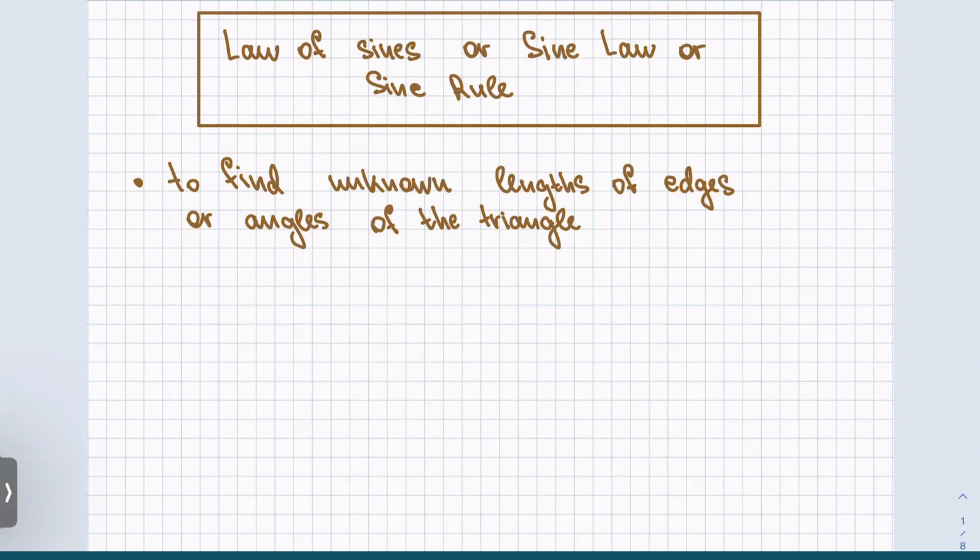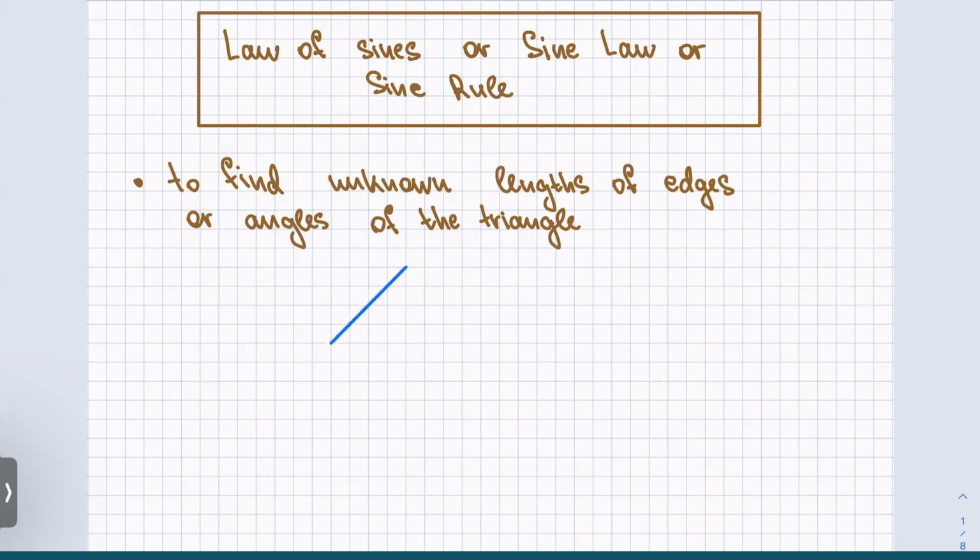The law of sines can be applied to find unknown lengths of edges or angles in the triangle. And it doesn't matter what type of triangle it is. We will be considering any type of triangle, not necessarily a right triangle. And I will show you how, by applying the law of sines, we can recover unknown lengths of edges or angles in this triangle. So first, I would like to formulate for you the law of sines statement, and then we will consider some examples.